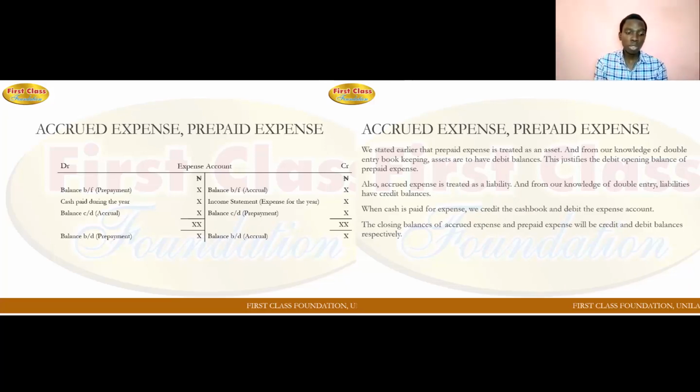So from there we can work back to the balance carried down, and we know that the balance carried down will be on the opposite side of where the balance brought down was. So there will be an amount that will be left, and that will be the balancing figure. It is the balancing figure that will be posted to the income statement as the expense for that year, after making adjustments for both the opening and closing balances of accrual and prepayment and the cash paid during the year. So I believe that is clear.